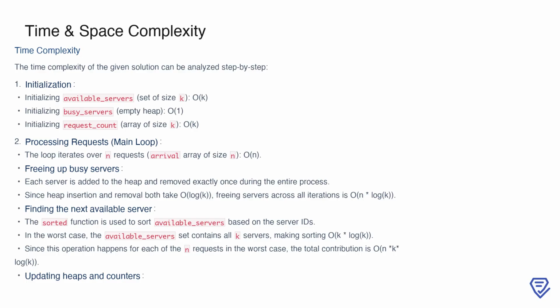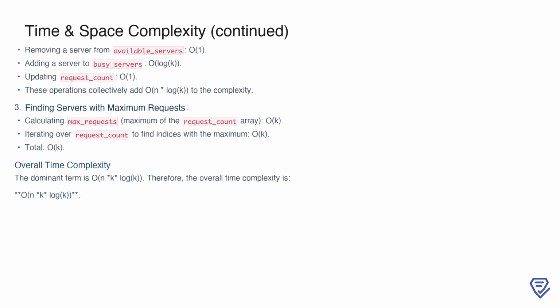Finally, updating heaps and counters involves operations like removing a server from available_servers, adding it to busy_servers, and incrementing the request_count. These contribute n*log k. Breaking down the remaining steps, once all requests are processed, we need to find the servers that handled the maximum number of requests. First, calculating the maximum value in the request_count array takes k. Then, iterating through the request_count array to identify all indices matching this maximum value also takes k. Together, these steps contribute k to the overall complexity.